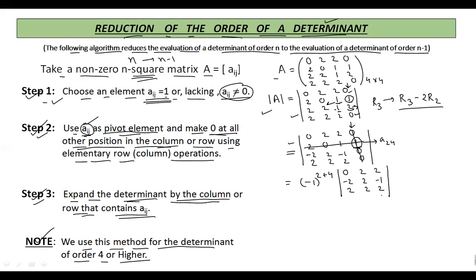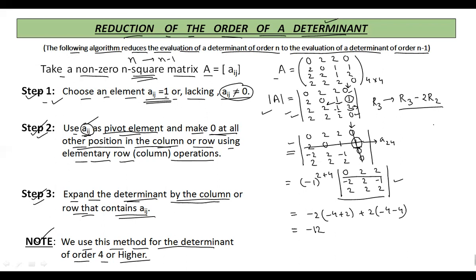See, this is a 3-order determinant. We started with a 4-order determinant, and using this algorithm, we get a 3-order determinant. Now treat this as a 3-order determinant, and I expand this with respect to the first row. And then we get minus 2 into minus 4 plus 2 plus 2 into minus 4 minus 4. That is, the answer is minus 12. This is the whole procedure.